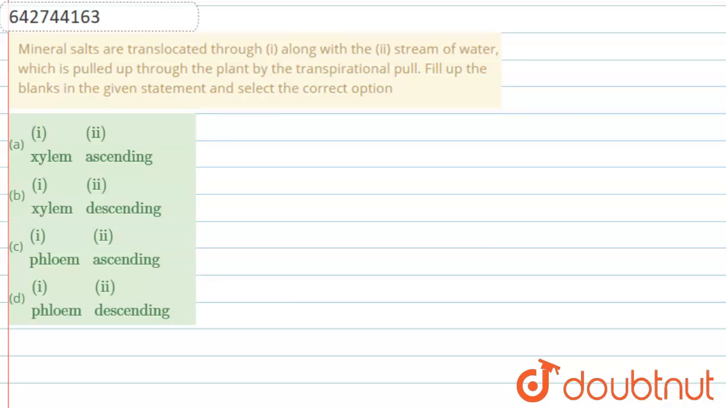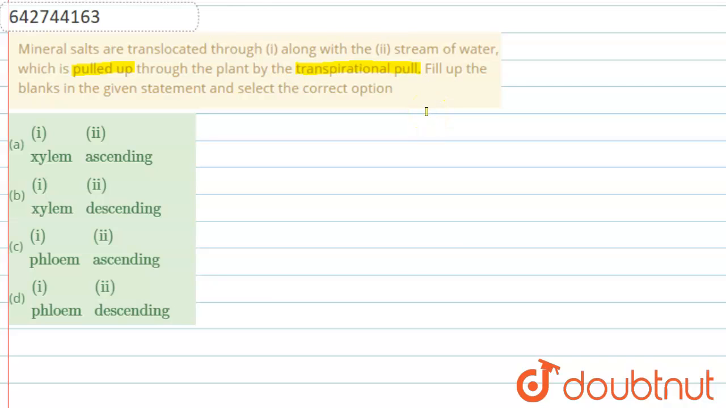Hello everyone. The question over here is, mineral salts are translocated through one along with two stream of water, which is pulled up through the plant by the transpirational pull. Fill up the blanks in the given statement and select the correct option.